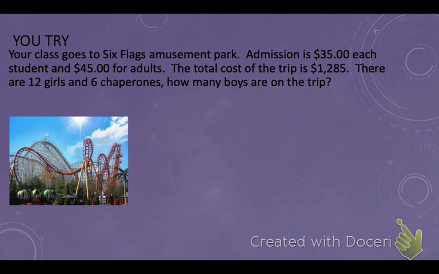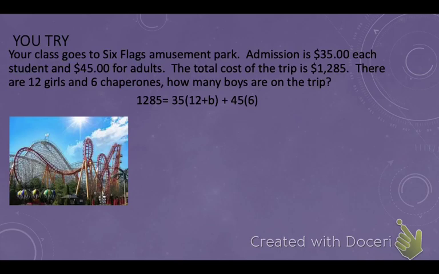Perfect. Now that you've solved it, check your answer. So make corrections if you need to. So here's my equation. The total cost was $1,285. Right, so admission is $35 per kid. So I know I have 12 girls. I don't know how many boys I have. And then I know I need to add the adults. So there were 6 adults, $45 each.